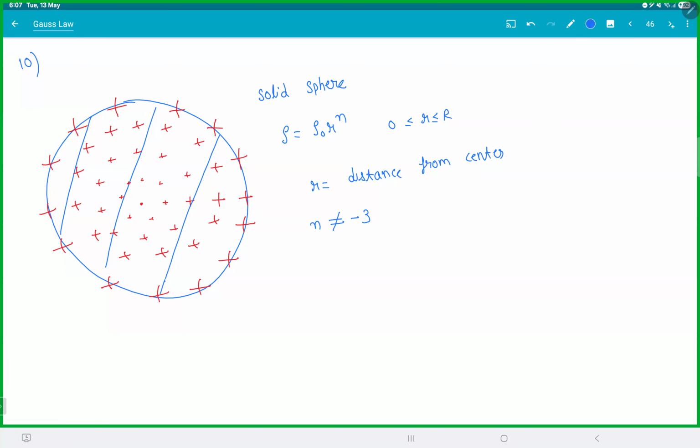n is some number. Find the field as a function of r. Answer comes in terms of n. So that n can be 0, 1, 1.5, 2.5, anything. But it can't be -3. You will see why. Let's get this.